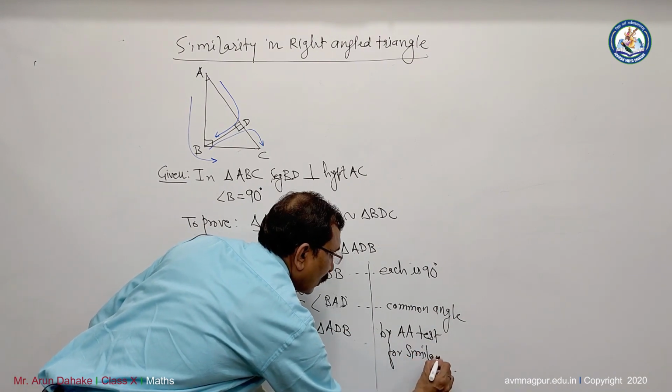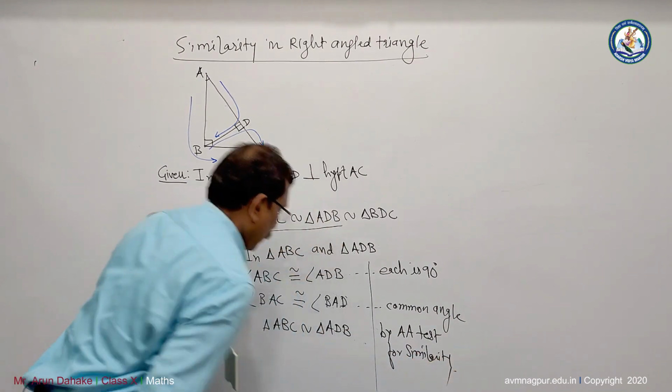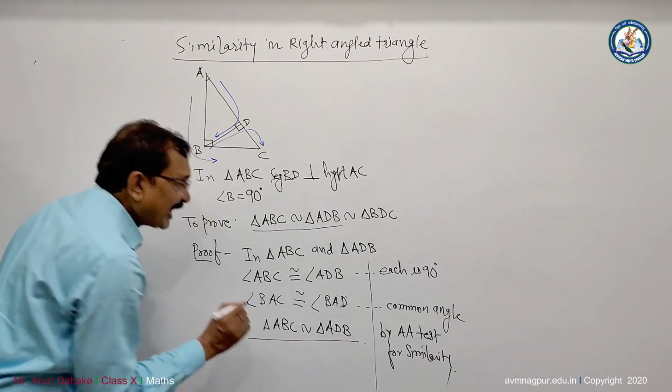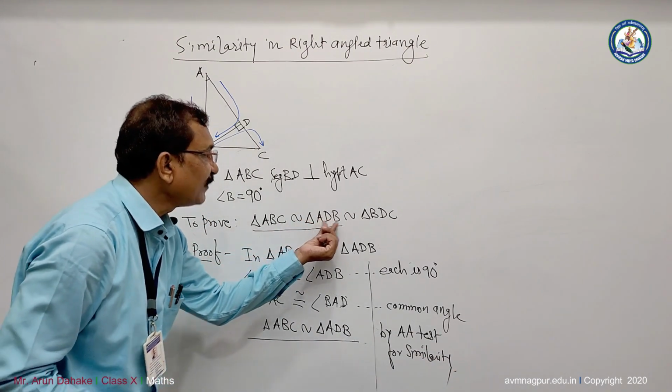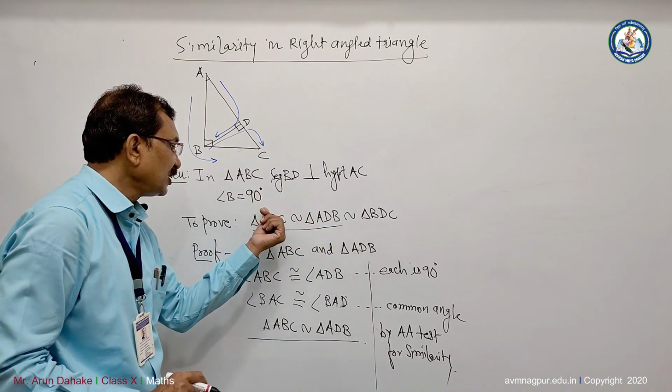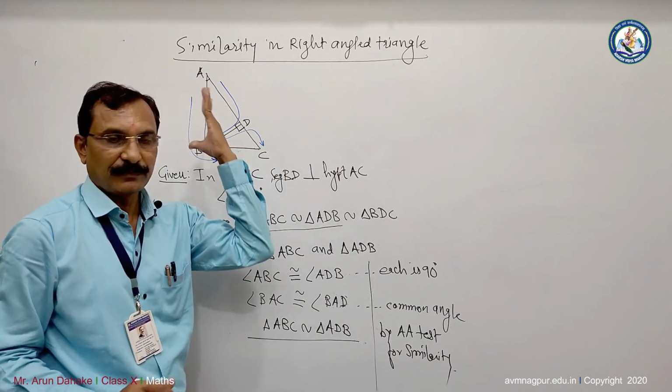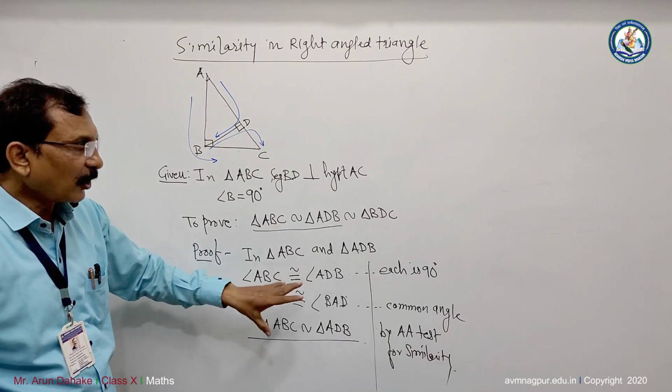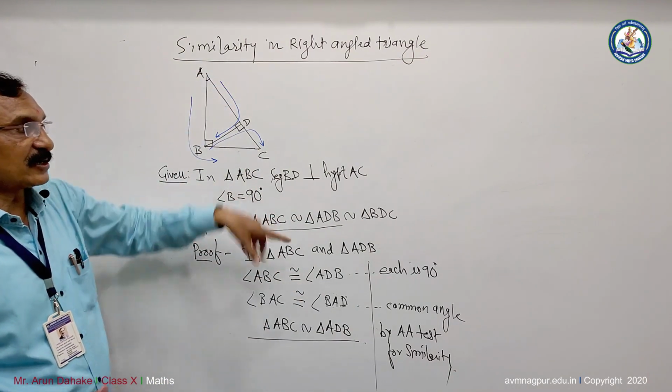And therefore these 2 triangles are similar. Like this, we can prove ADB is similar to BDC. We can prove ABC is similar to BDC. So that is a very important part, similarity in right angle triangles.